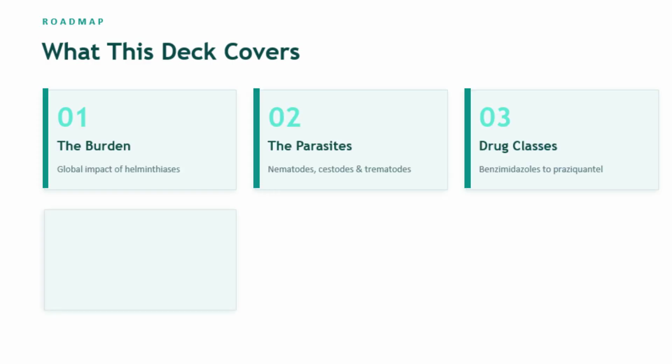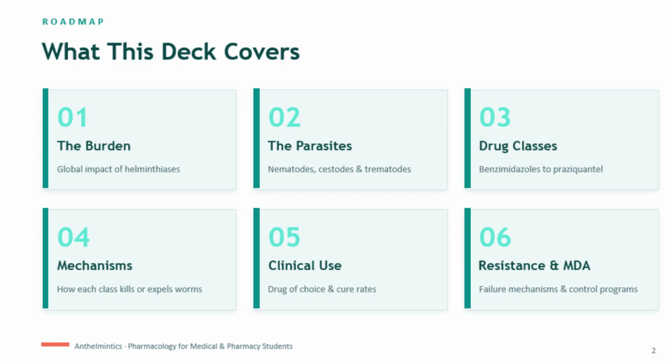Before we dive in, let me give you a quick map of where we're heading. We'll start with the global burden of worm infections, why this really matters. And then we'll meet the parasites themselves, the nematodes, the cestodes, and the trematodes. From there we move into the drug classes, from the benzimidazoles all the way to praziquantel. And I'll explain the mechanisms behind how each one kills or expels the worm.